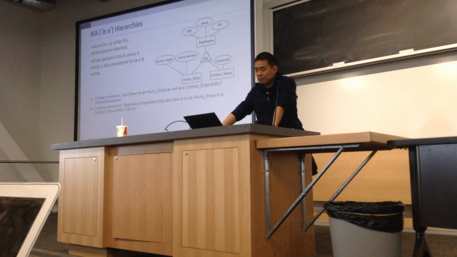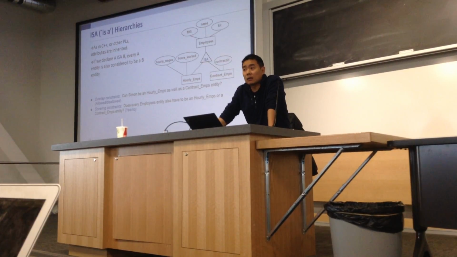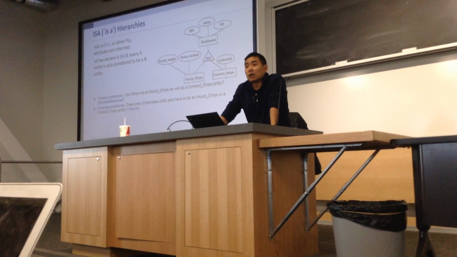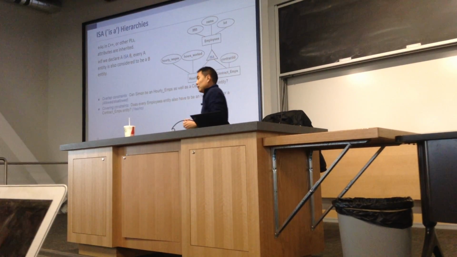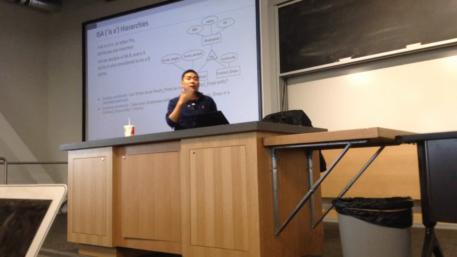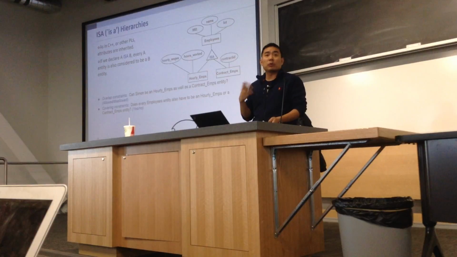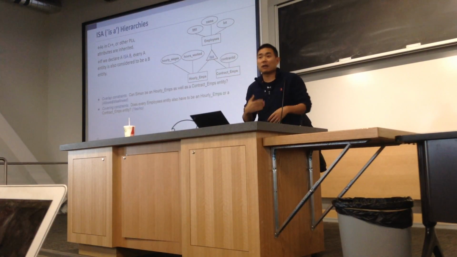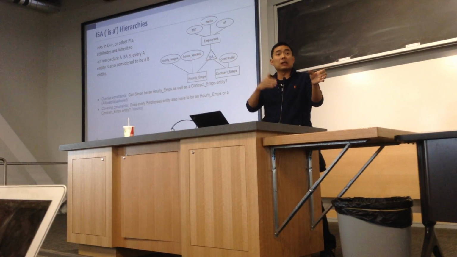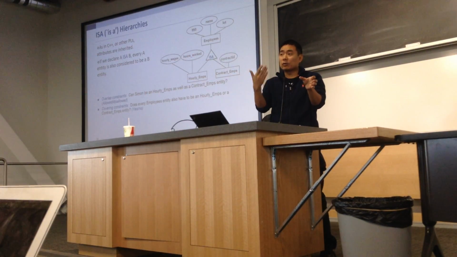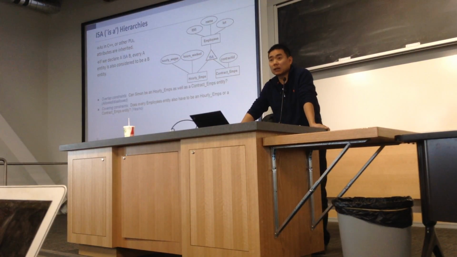The other constraint is called the overlap constraint. Meaning, can an employee belong to two subclasses at the same time? Can an employee be an hourly employee and a contract employee at the same time? It might sound a little weird, but it does happen in practice. For example, I have a contract with my company, but from time to time, in addition to my contract job, I also want to do hourly work for the company. In some organizations, that happens.